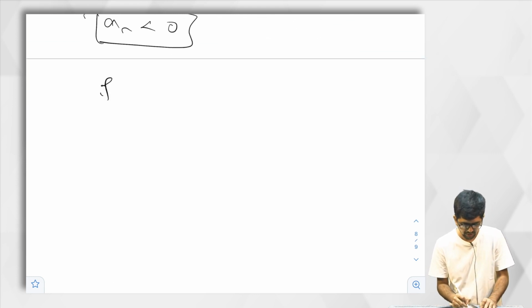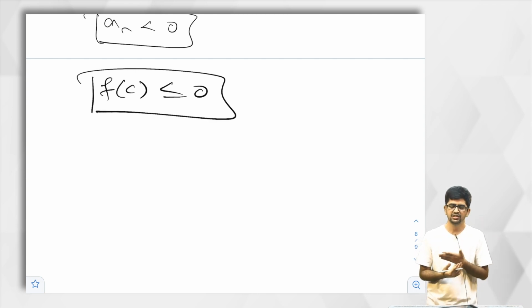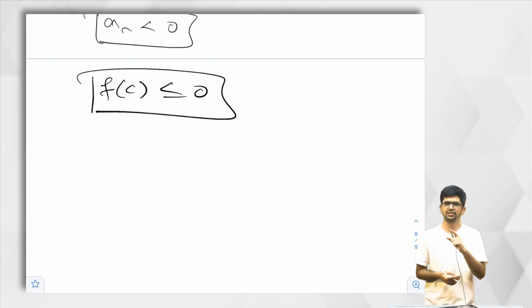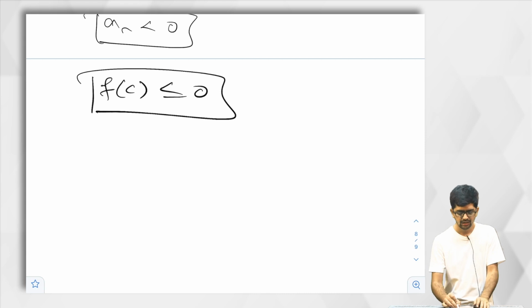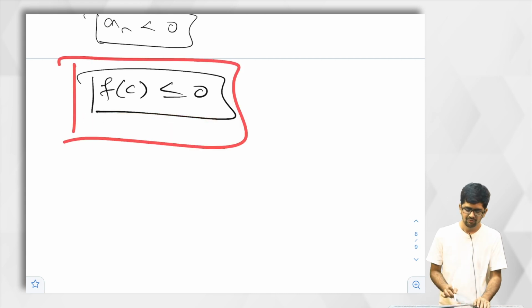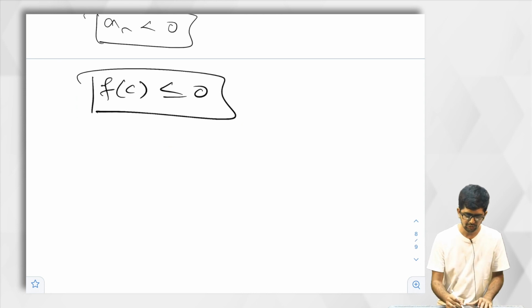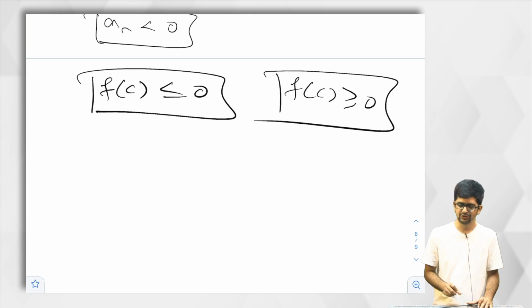So what do we have? F of c is less than or equal to 0. We are trying to prove that f of c is 0. That is what the intermediate value theorem says, right? There is some c between a and b such that f of c is 0. So we got one part. We need to get the other part. What do you think we should do? We should try to prove that f of c is greater than or equal to 0.